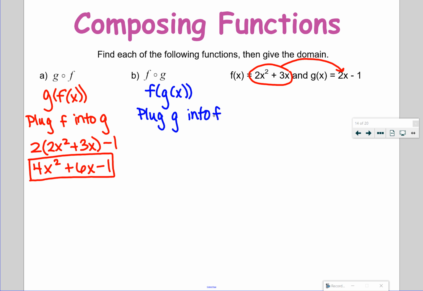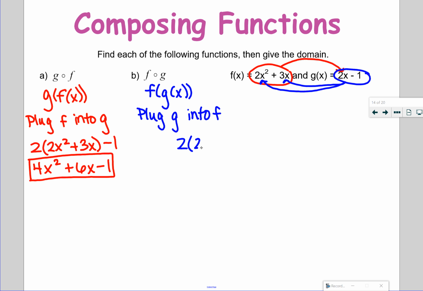Again, anywhere I see a variable. So this one's going to get interesting. We're going to plug 2x minus 1 into function f here and here, because there's two different variables in that equation. So I'm going to write down pretty much function f, but I'm going to take these x's out and put a 2x minus 1 in parentheses in its place. That looks like 2 parentheses 2x minus 1 squared plus 3 parentheses 2x minus 1.